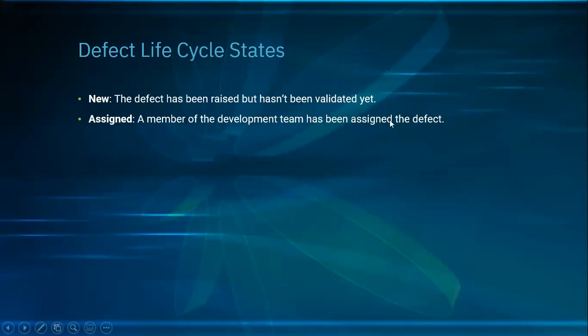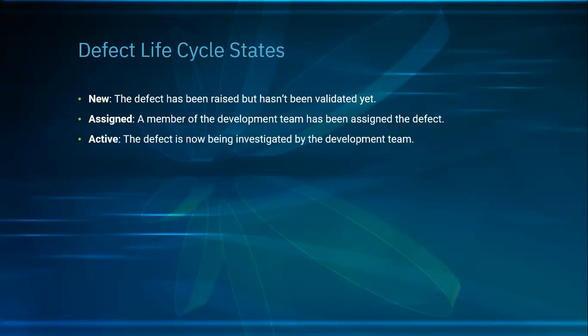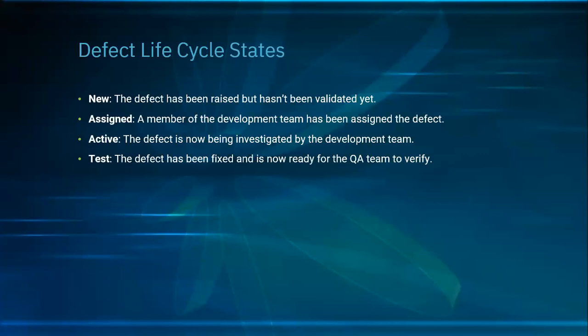That's the open state. Then that's the active state, where the defect is now being investigated by the development team. So now the developer has picked up the defect. Let me look at it as the developer. Is it a defect? Oh, yes, I'm working on it. Now, what's the test? The test state is where the defect has been fixed and is now ready for QA to verify. That is the test.